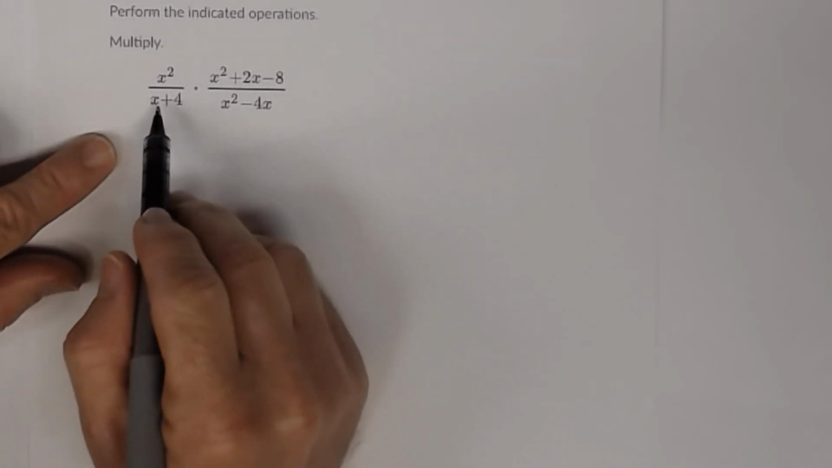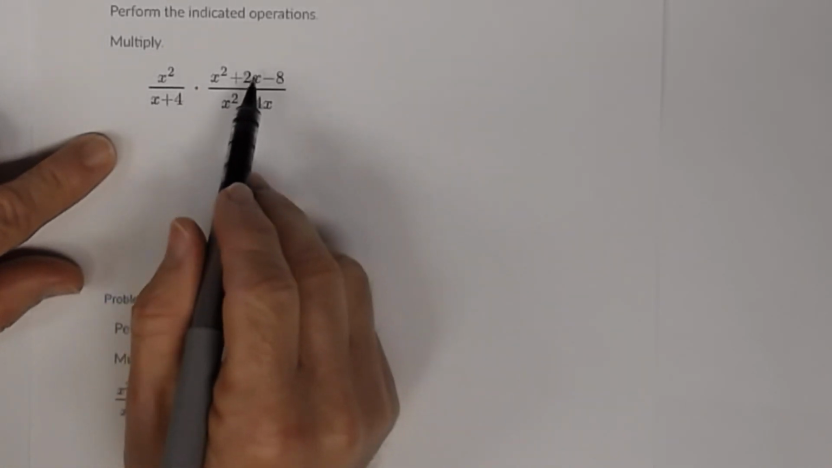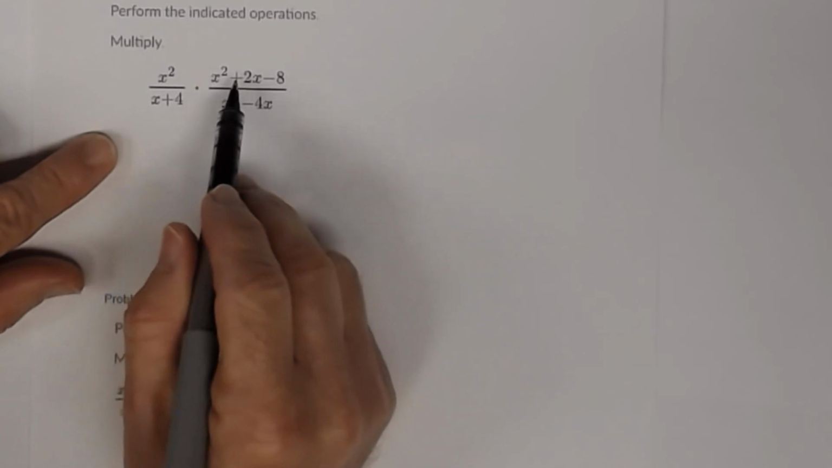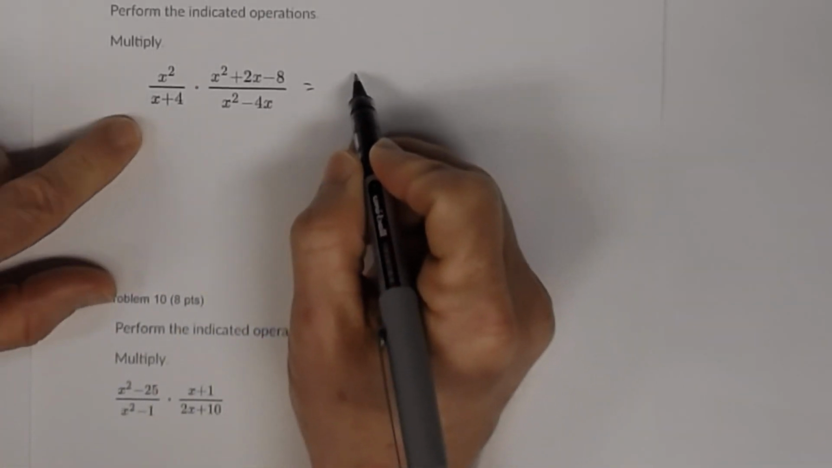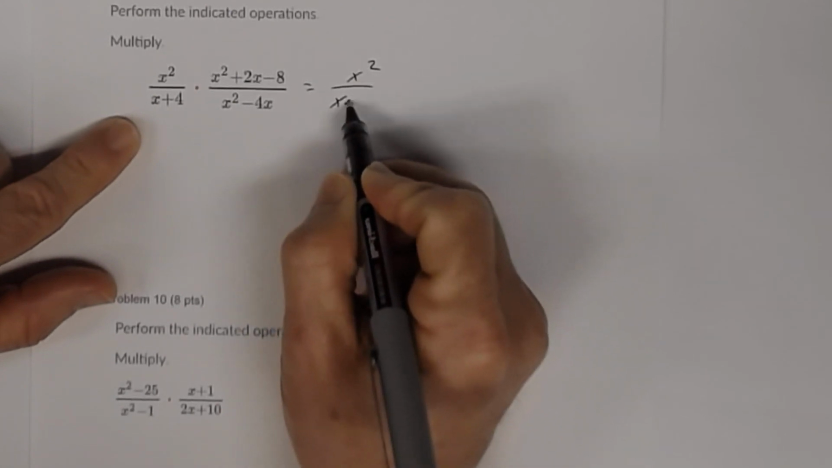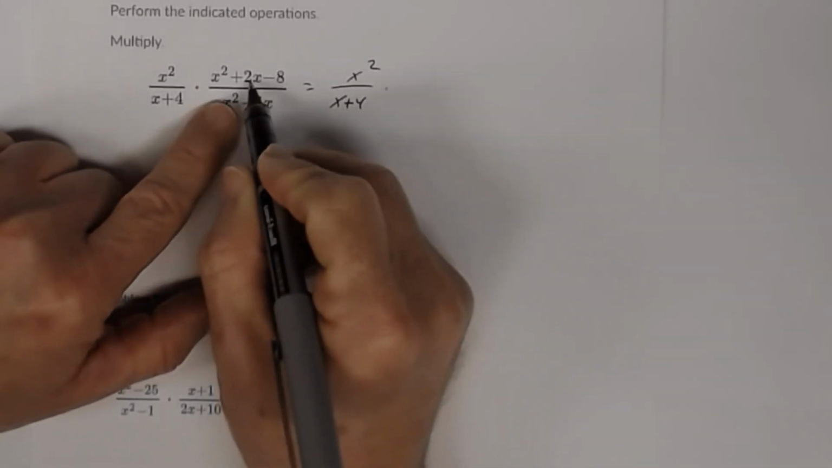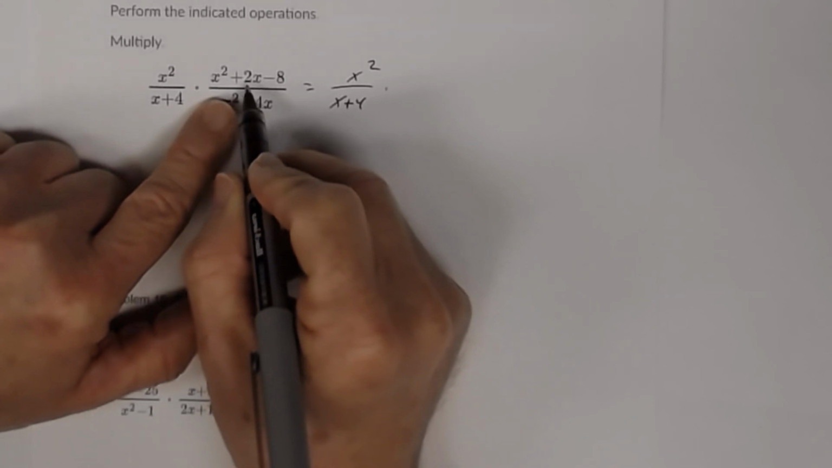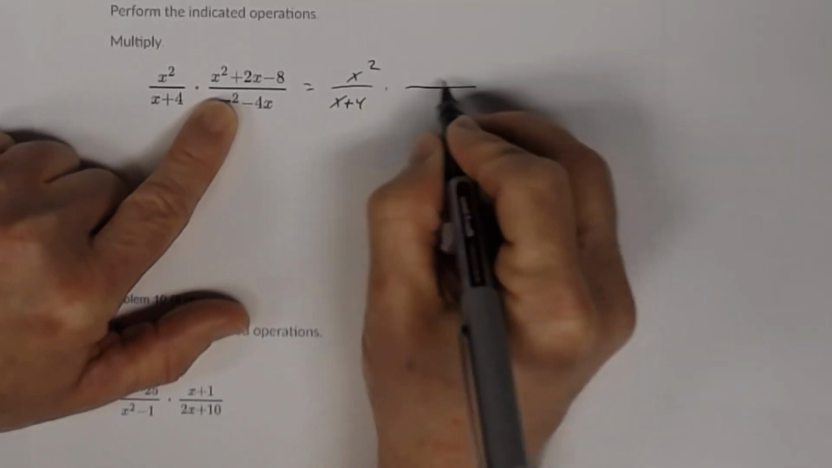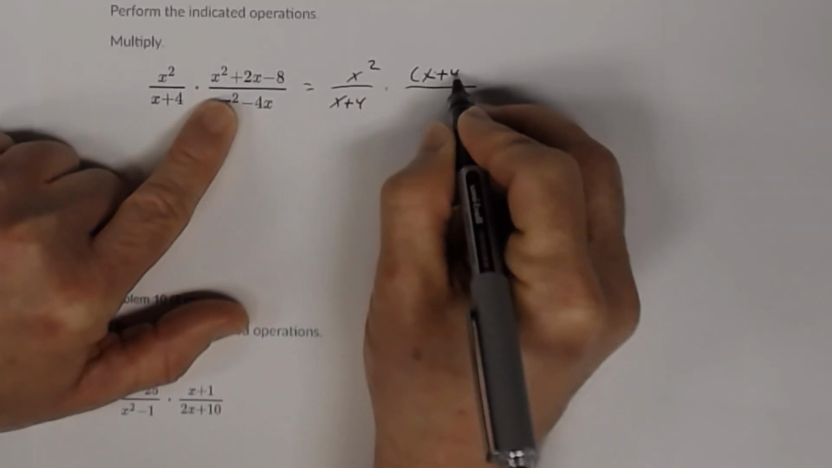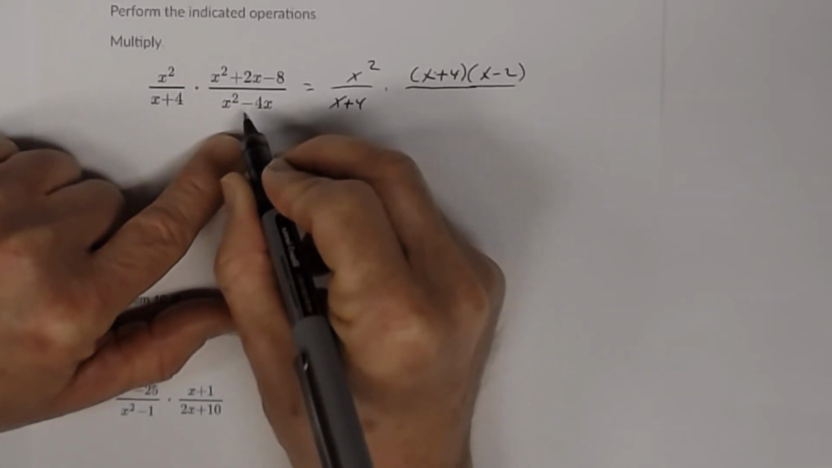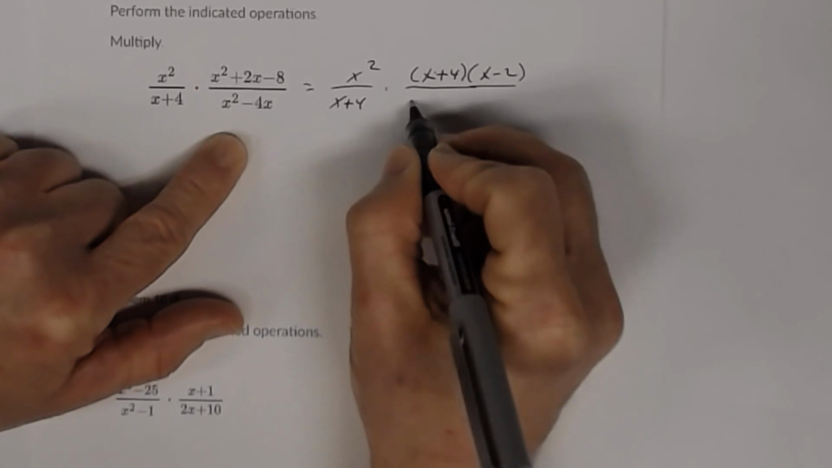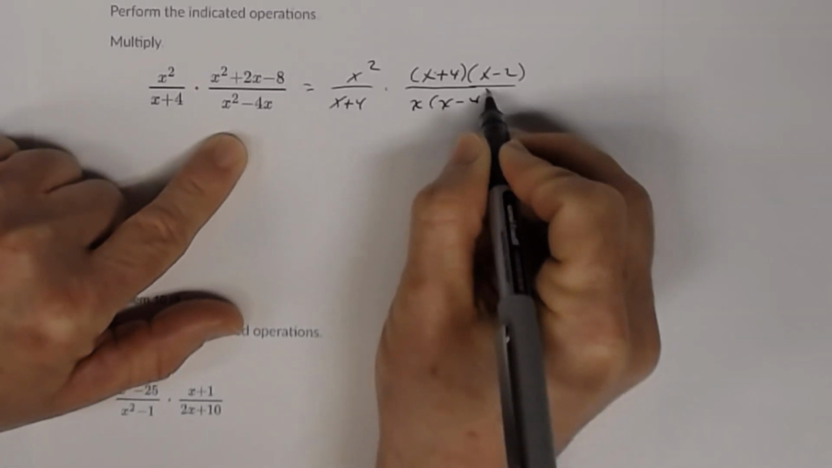X plus 4, the GCF is 1. Nothing you can do there. But in this rational expression, I can factor both numerator and denominator. So let's go ahead and do that. So I'm going to get x squared divided by x plus 4 times, all right, I can factor this numerator as x plus 4 times x minus 2. The denominator, I can factor out an x, so it'll be x times x minus 4.